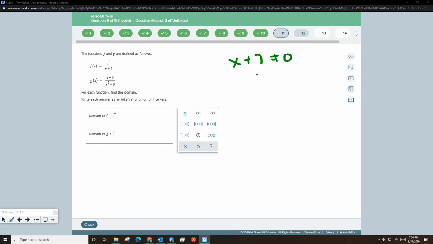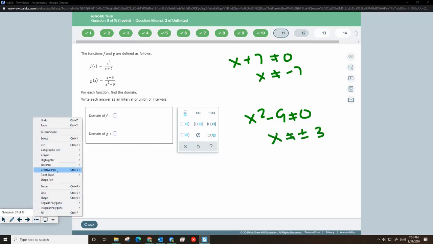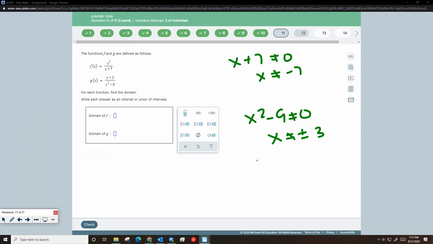So I don't really have to do any work. This is just x does not equal negative 7. And I've got x squared minus 9 does not equal 0, which we've already done. So we know this one is going to be x cannot equal plus or minus 3. But I want to show you one other one that can come up because it's very important.